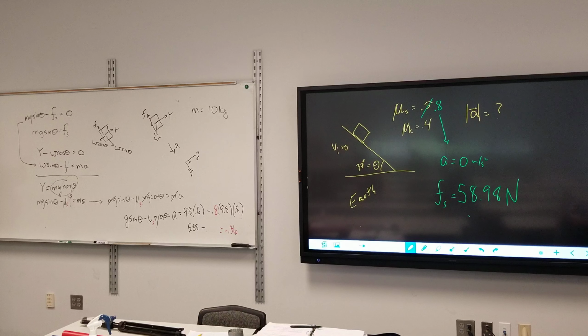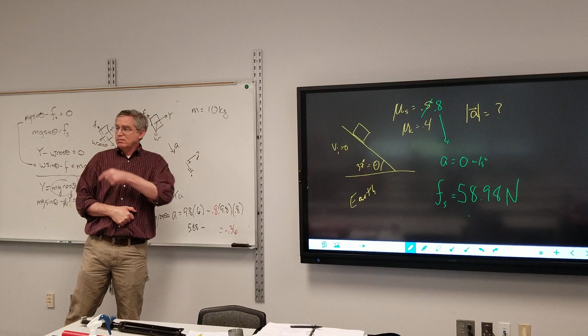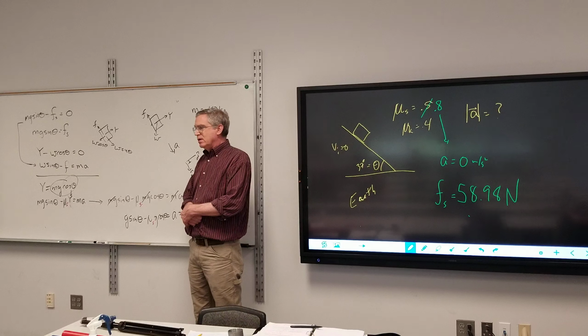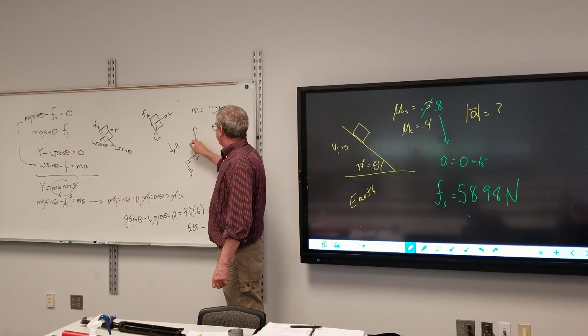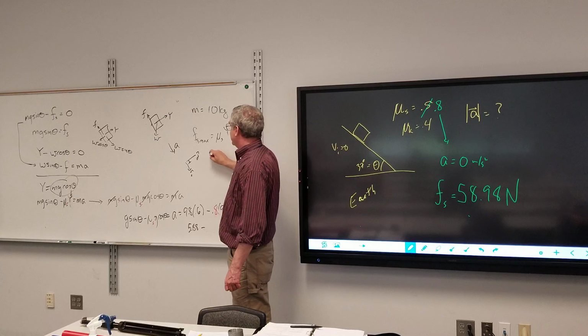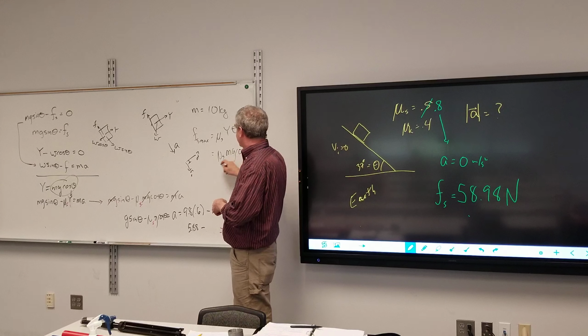So if I plugged in mg cosine theta for the normal force times the coefficient of static friction, that would be the maximum static friction. Yes. Fs max is mu s times N, which in this case is mu s times mg cosine theta. That's the maximum static friction.